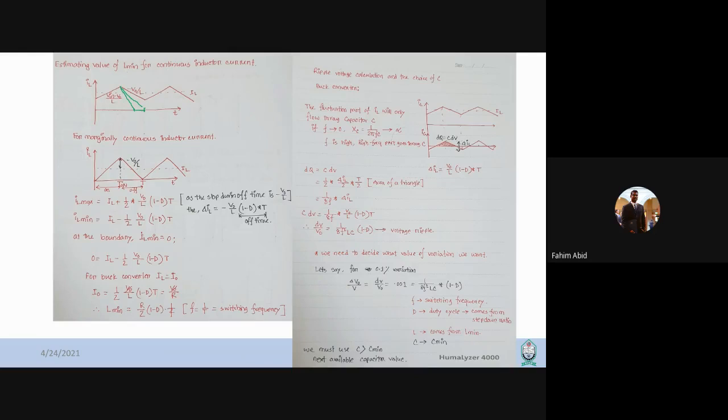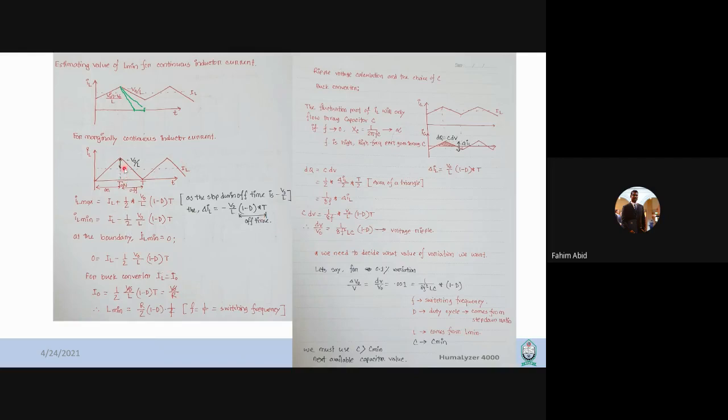So there should be a minimum value of L, which is called L min, that we need to design to have a continuous inductor current operation. So in this part, we will see what should be the value of this L min. Okay, so for marginally continuous inductor current, the case when the inductor current just marginally touches the x-axis, but it is not discontinuous operation yet. If you increase your L any further, then it will cause the operation to be discontinuous.